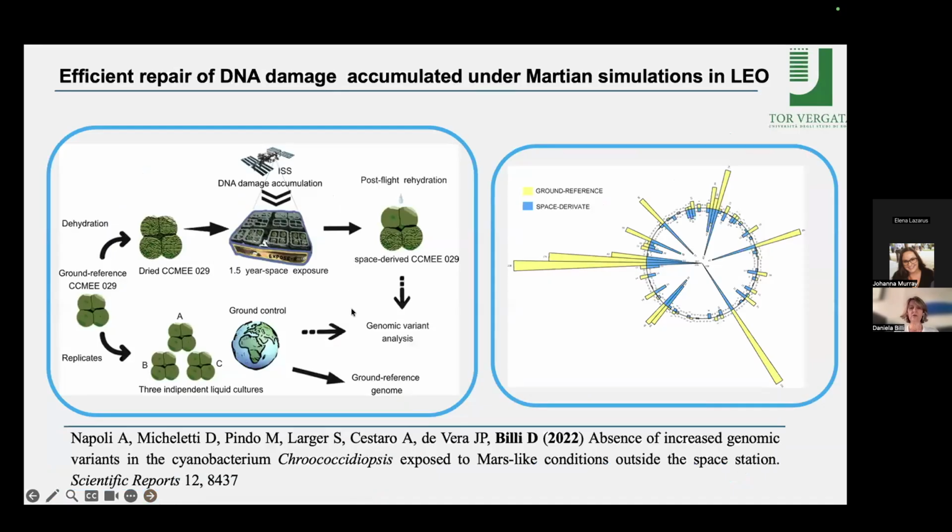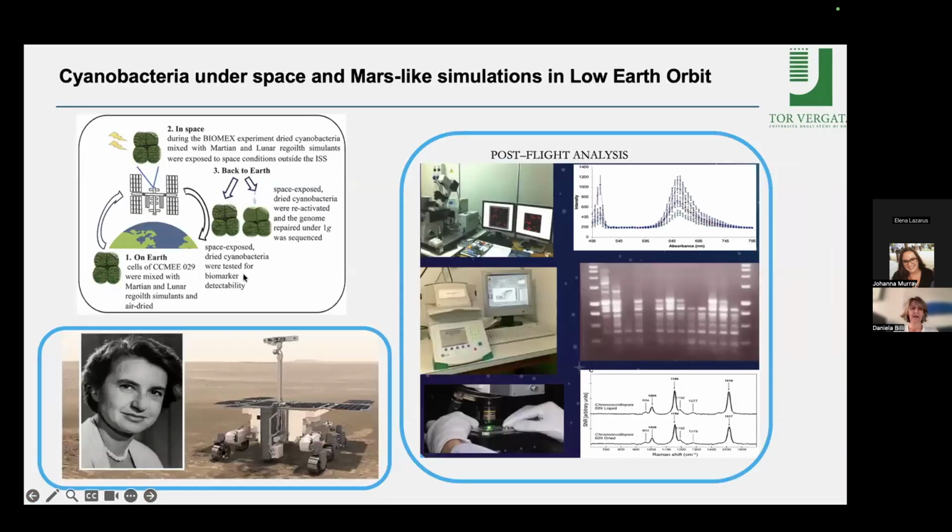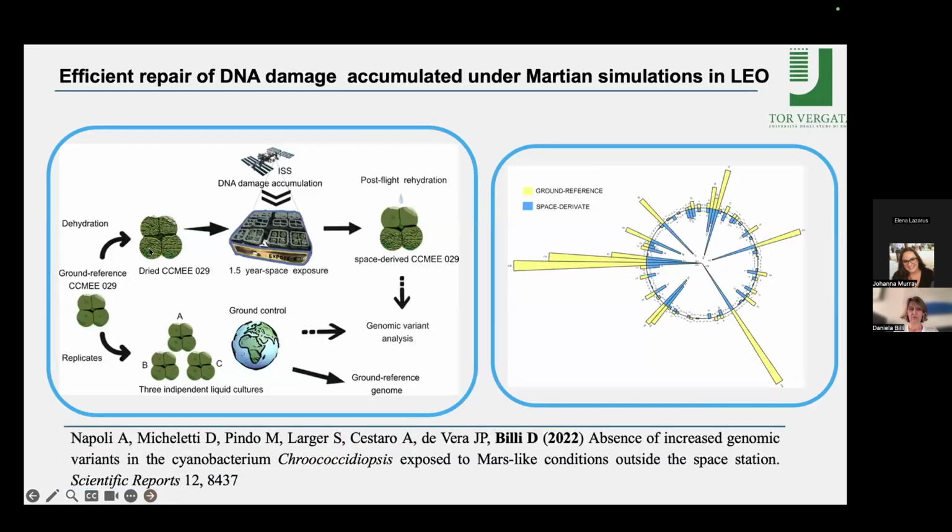And what we did also with a small fragment of space-exposed cells, we irradiated this fragment, so we checked, of course, also for survival, but we derived a culture and we extracted the genome from this culture and we sequenced the genome and we made a comparison with the reference that has been maintained in nice conditions in our laboratory on Earth.